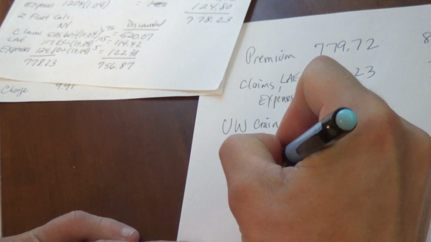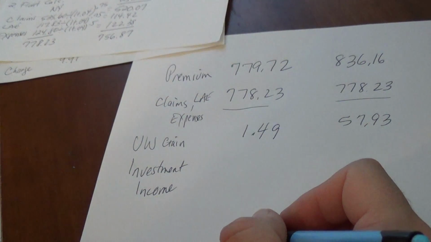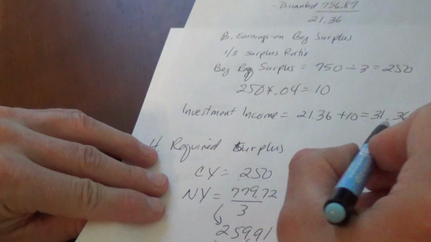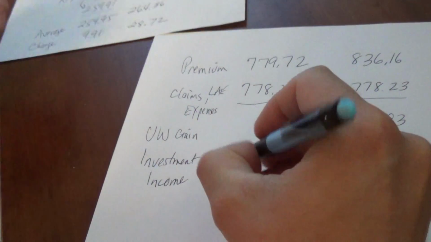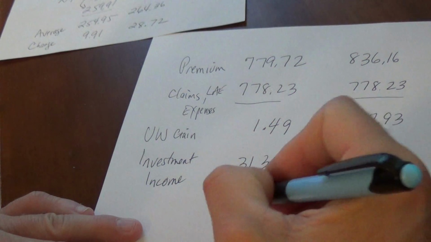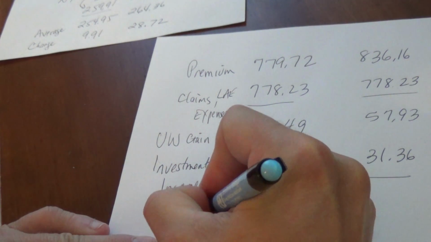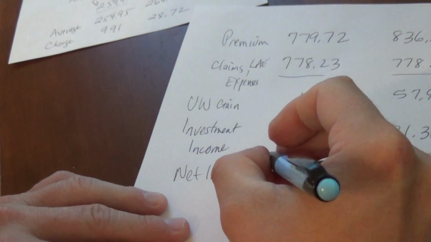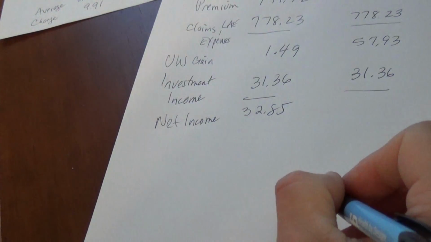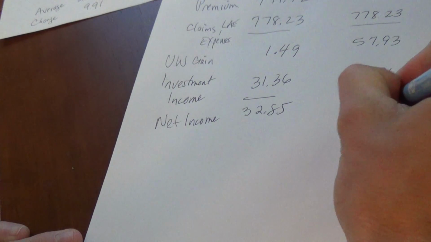Then we have our investment income. And in this case, because we're only using beginning required surplus in our calculation, we're not putting any investment income on the underwriting gain, you get the same answer for both. And if you remember for that, that's where we got the 31.36. That gives us a net income. In this case, the 32.85, and with the higher premium, it is 89.29.